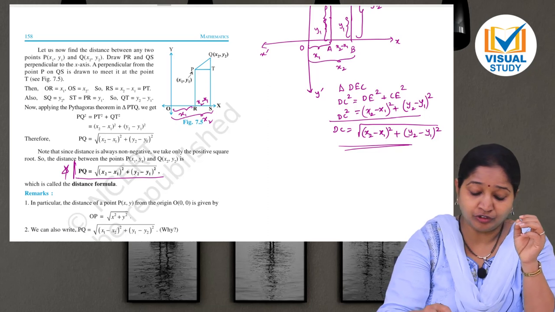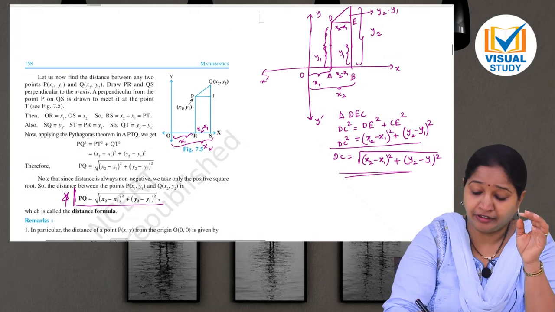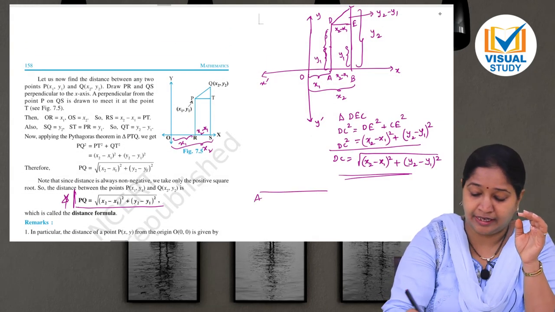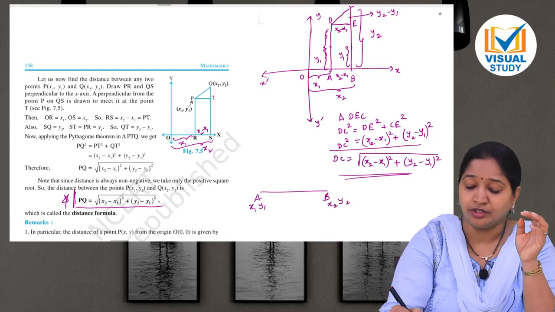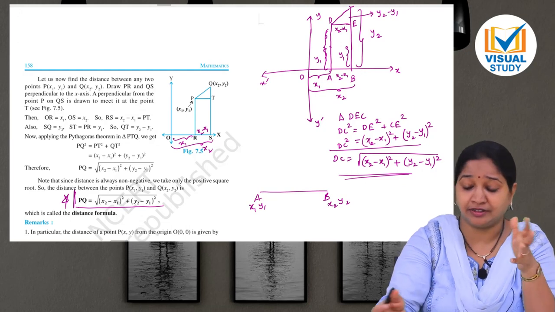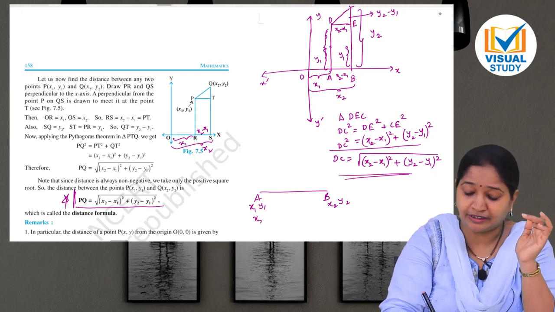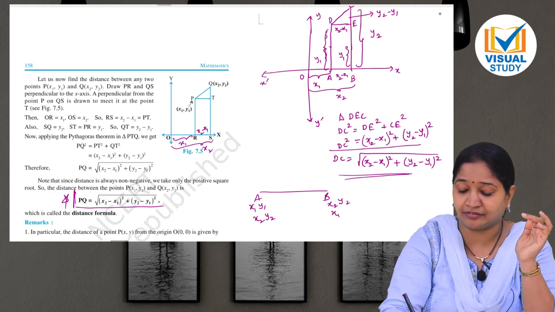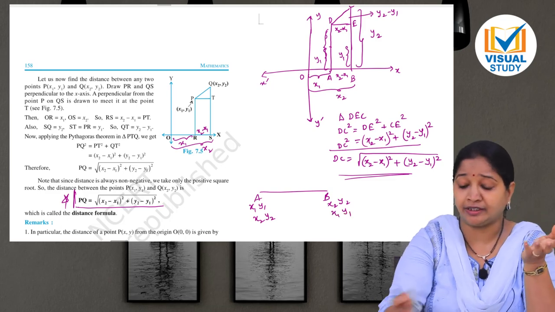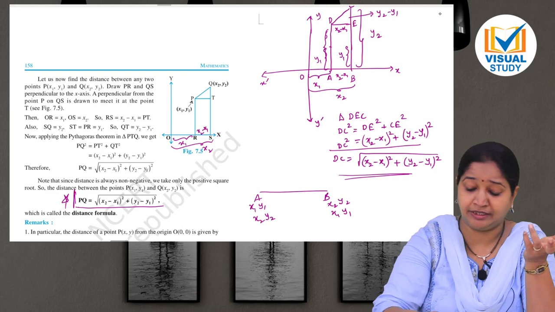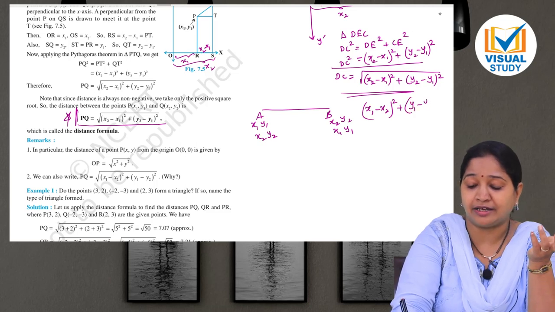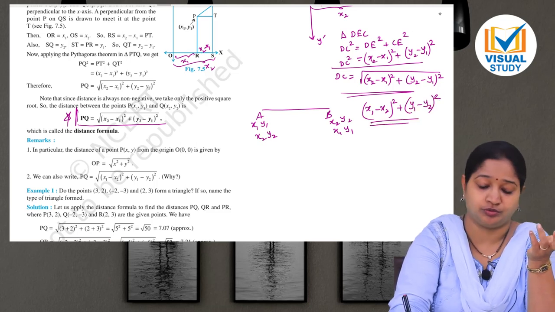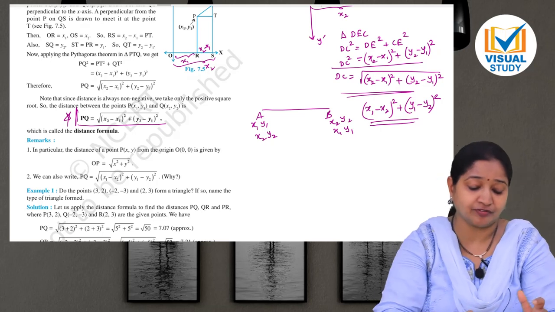Here I want to tell you one thing. Suppose this is your distance AB. I have taken x1, y1 and x2, y2, so my formula will be x2 minus x1. But if anybody wants to take this as x2 and this as x1 and y1, no problem. You can write it the same way, x1 minus x2 whole square and y1 minus y2 whole square also. So this is your distance formula.